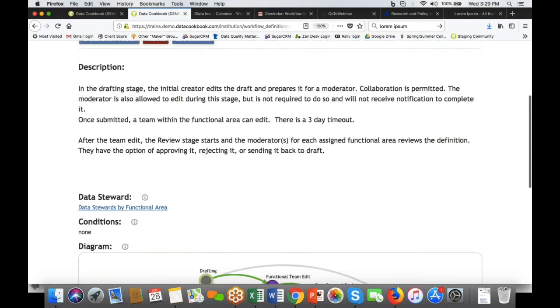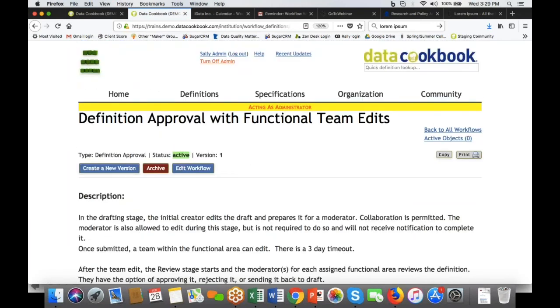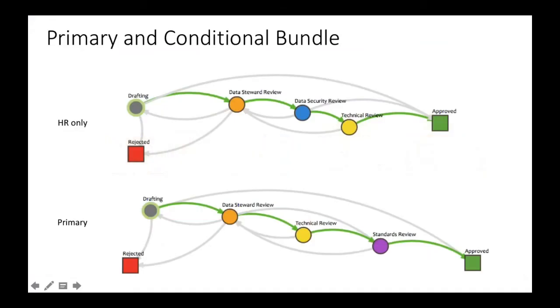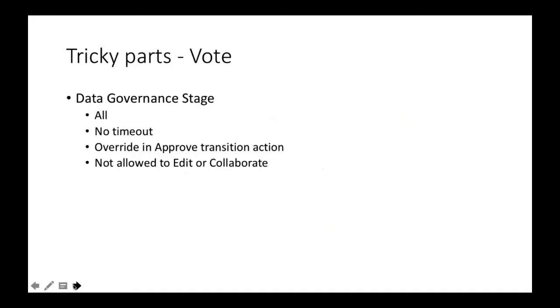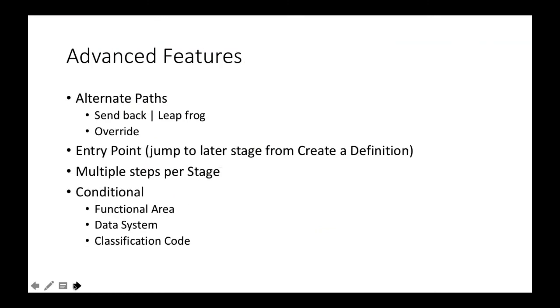Okay, so let's go back to the slide deck. That's the end of the samples part. Let's talk about the advanced features that we saw illustrated in each of those. So several types of alternate paths: the ability to send back, the ability to leapfrog over, the ability to override. We saw use of the entry point, which allows you to jump to a later stage from the created definition starting point. We saw multiple steps per stage.